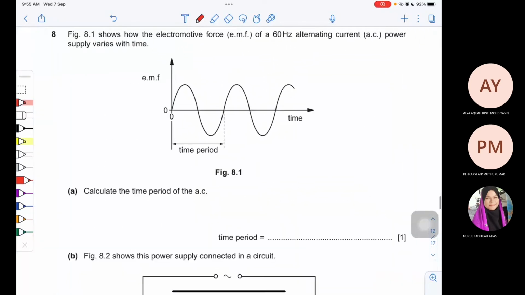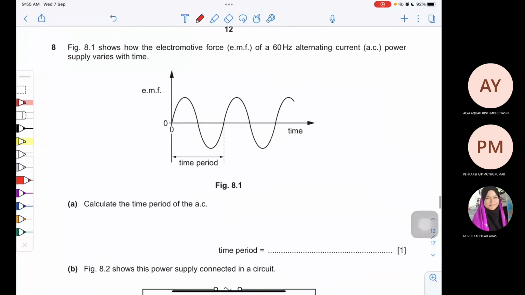Okay, figure 8.1 shows how electromotive force of a 60 Hz alternating current supply varies with time. Calculate the time period of the AC. Okay. So ini topik apa? Masih lagi topik elektrik. So you see for this year soalan ni banyak soalan topik elektrik. Ada 3 dah soalan topik elektrik and electronic. Okay, but now it's under the subtopic EMF.